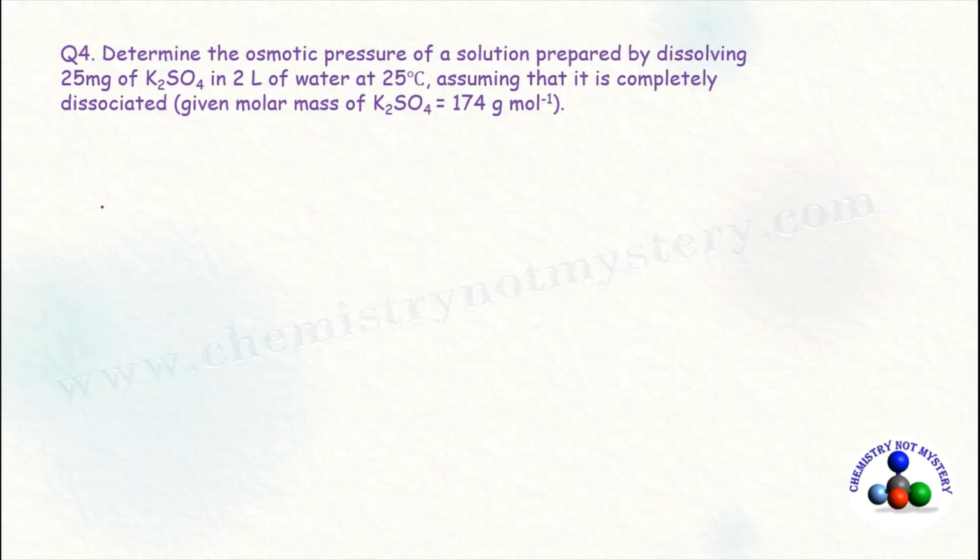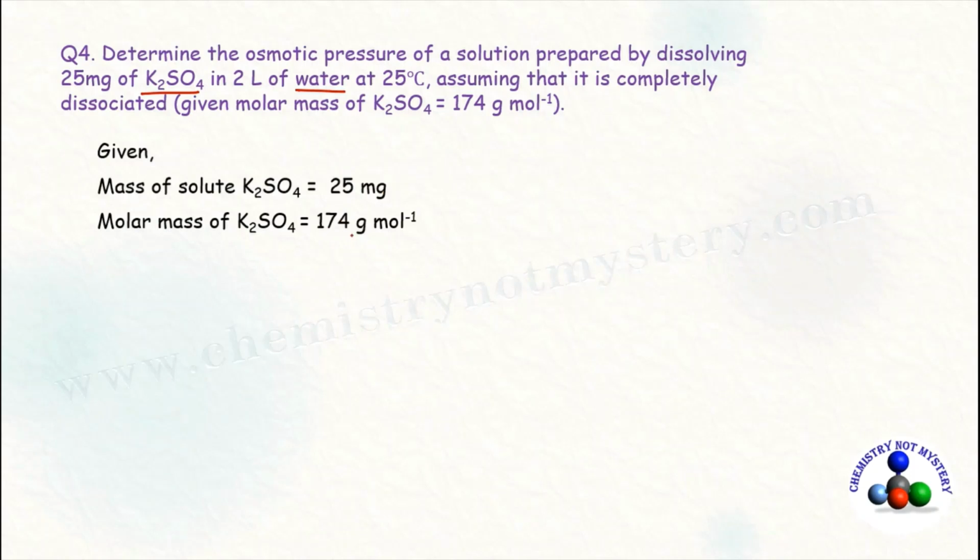Let's note down what is given in the question. Here K2SO4 is a solute and water is a solvent. Mass of K2SO4 solute is given as 25 milligrams. Molar mass of K2SO4 is given as 174 grams per mole. Volume of solvent water is given as 2 liters at 25 degrees centigrade. Here we have to assume complete dissociation.